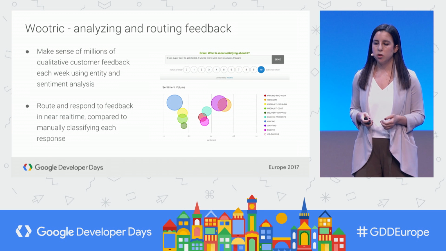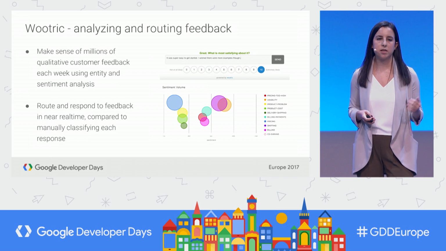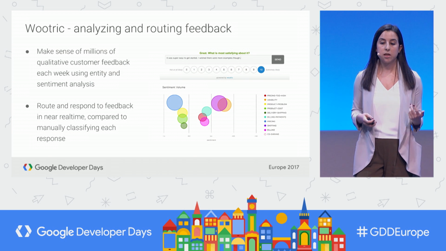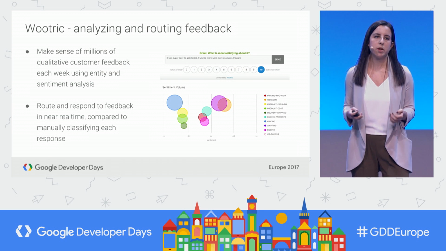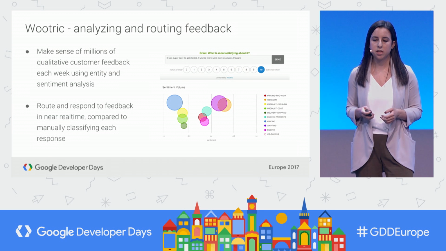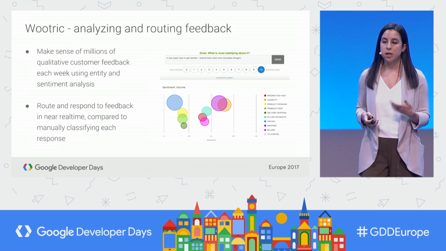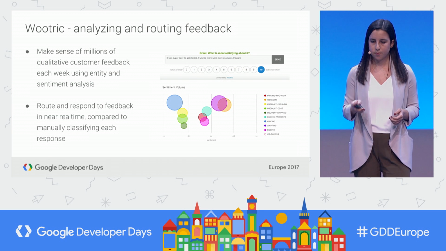And so this enables them to do things like, say they have a high-priority customer that's angry about usability. So they can route that request really fast to the right person. And with the natural language API, they're able to route and respond to customer feedback in near real time, instead of having people manually go through each open-ended response.